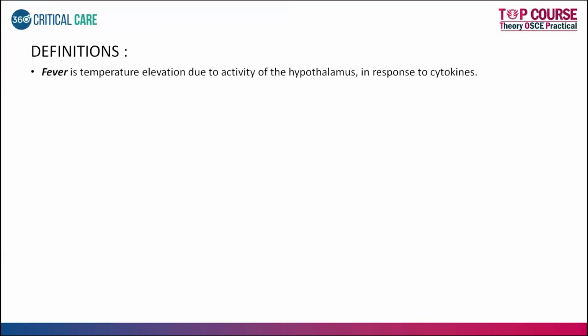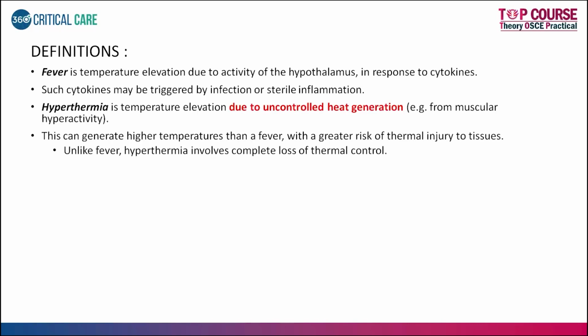So to understand heat stroke, first you need to understand a few basic definitions, like fever. Fever, as we all know, is temperature elevation due to activity of the hypothalamus in response to some sort of inflammation, released cytokines, and then they cause all these changes. So it can be infective or it can be a sterile inflammation also. Hyperthermia is a condition which is due to uncontrolled heat generation. This can be because of muscular hyperactivity, etc.